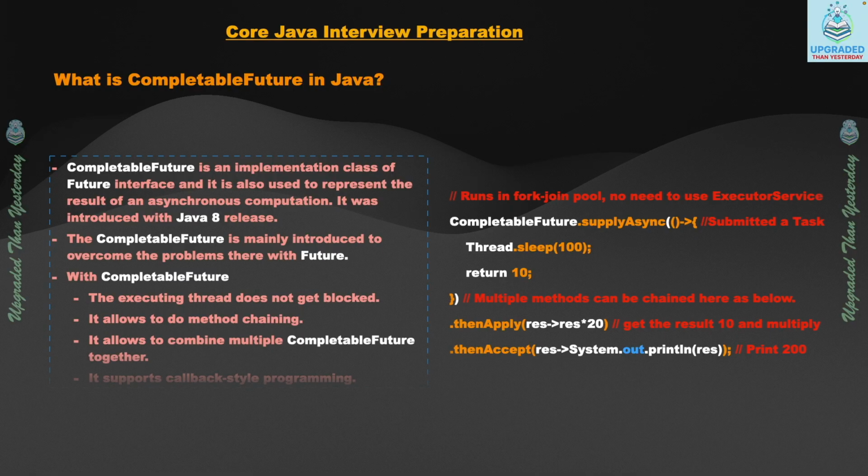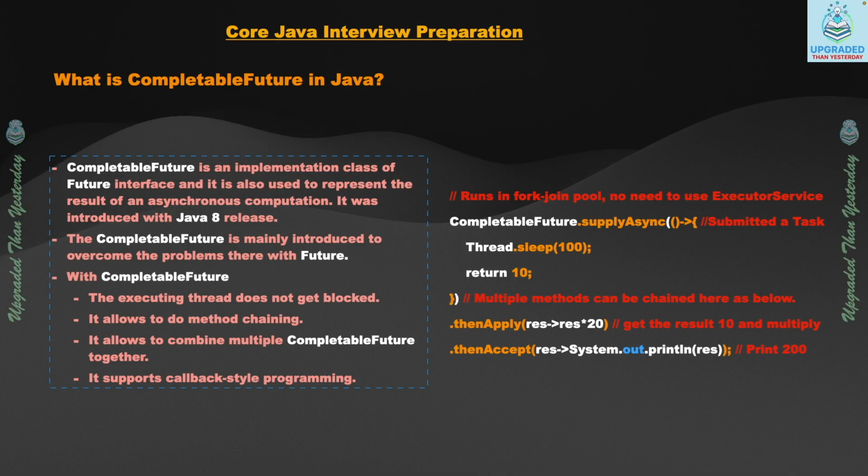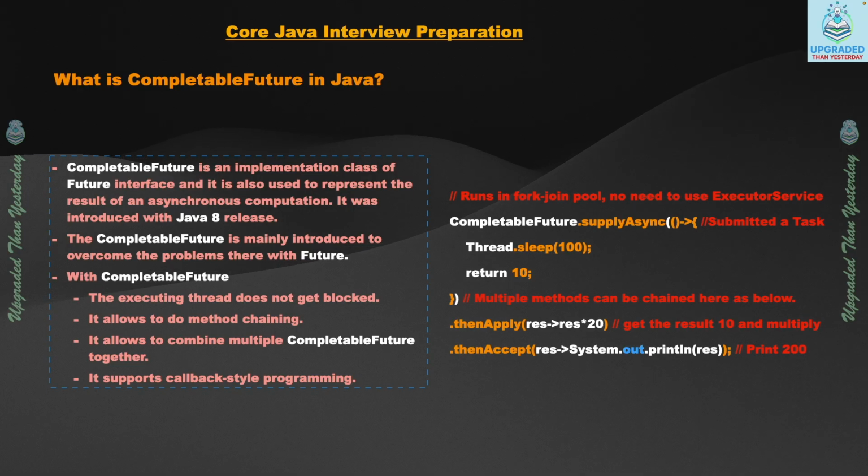Now let's understand what is CompletableFuture in Java. The definition is the same as Future. It is nothing but a class to represent the result of asynchronous computation. But one major difference between Future and CompletableFuture is that Future is an interface with limited capabilities. But CompletableFuture is a class which has implemented both the Future as well as the CompletionStage interface, which makes CompletableFuture more capable than the Future interface.